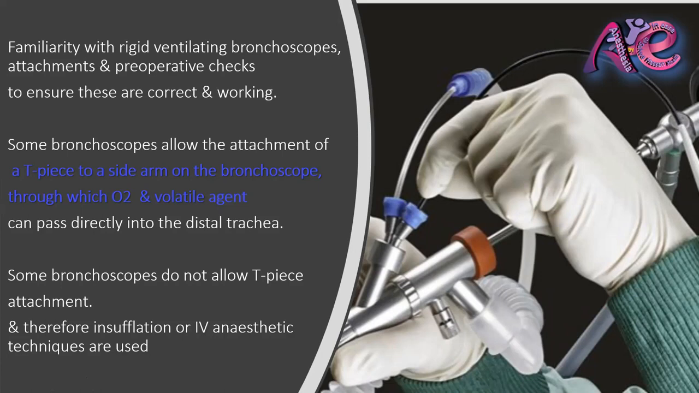This acts in the same manner as an uncuffed endotracheal tube. Oxygen and volatile can be passed directly to the distal trachea. Some bronchoscopes don't allow for this T-piece attachment. Therefore, insufflation or an intravenous anesthetic technique is used.